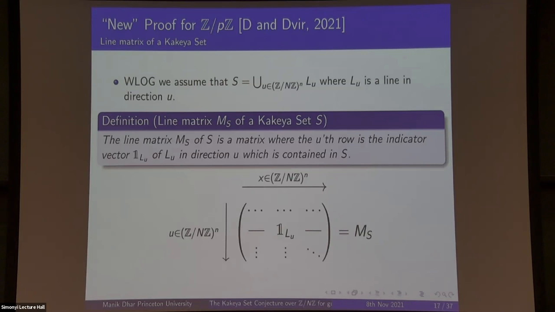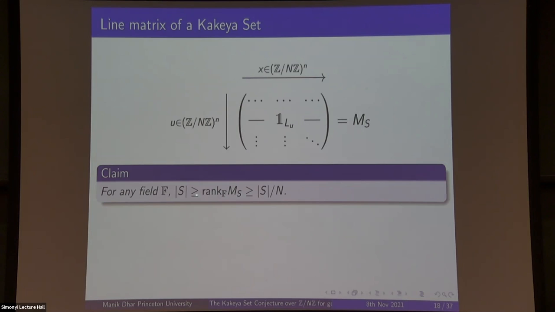And why do we care about that? It turns out the rank of this matrix is upper bounded by the size of S, which means if I find a lower bound for the rank of this matrix, I actually get a Kakeya set lower bound. And you are also not losing much information by considering this object because its rank is lower bounded by the size of the Kakeya set divided by the size of the ring, capital N. Let me just say that it's a 0-1 matrix, so you can consider the rank over any field, and this claim holds over any field. We'll use this fact over different fields at a few points in the talk.